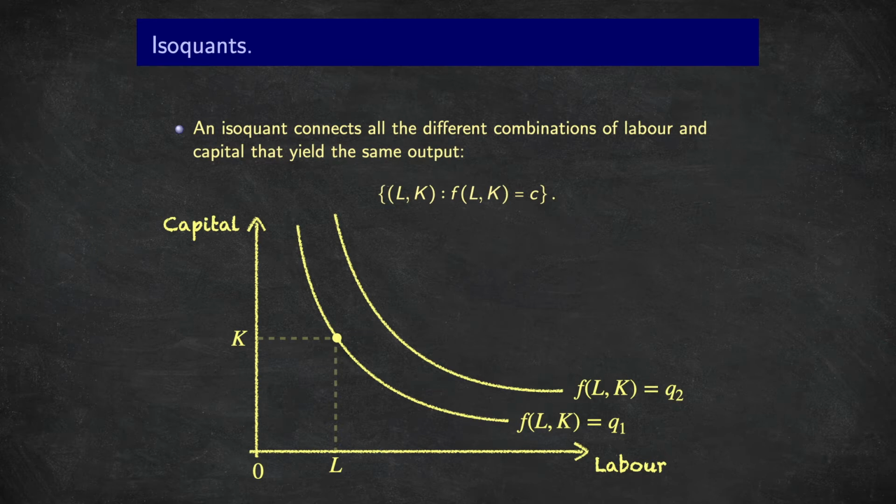So this is very similar to an indifference curve. Mathematically, it's a level set of the long-run production function. These are level sets of that long-run production function. There is a slight difference in interpretation here.